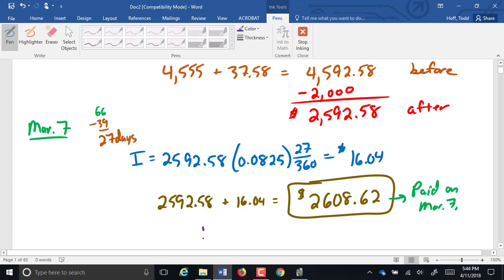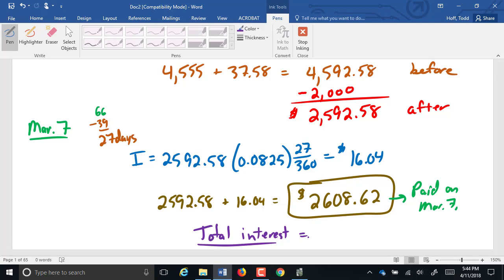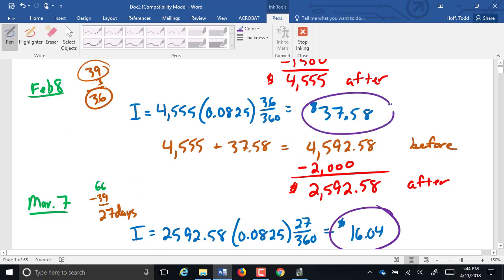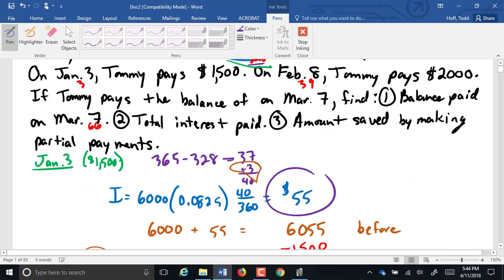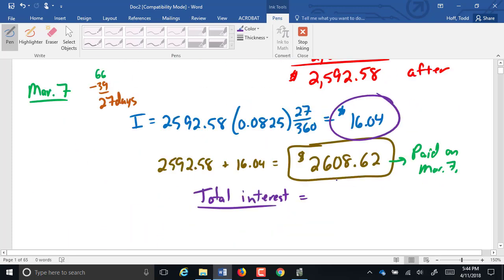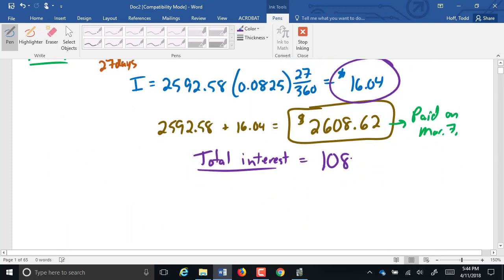Second part, the total interest. How do we find the total interest? We got 16.04, 37.58 plus 55 adds up to $108.62 total interest.